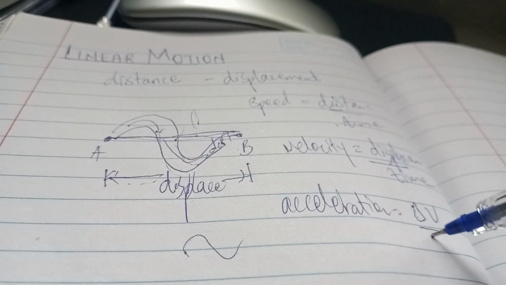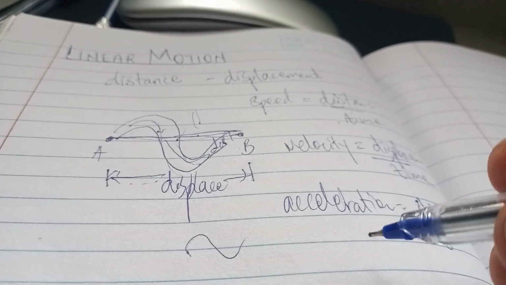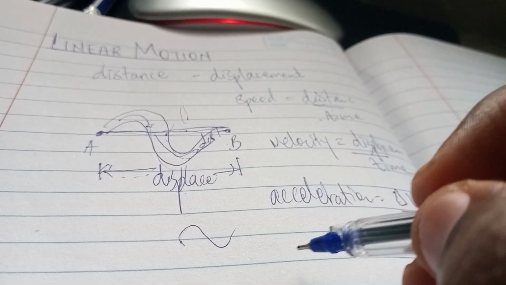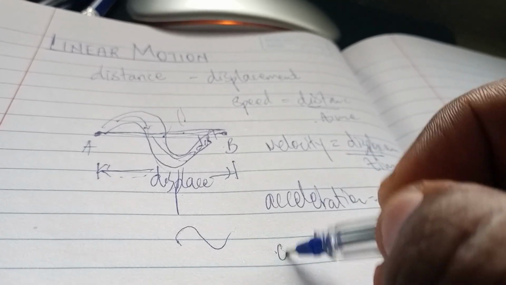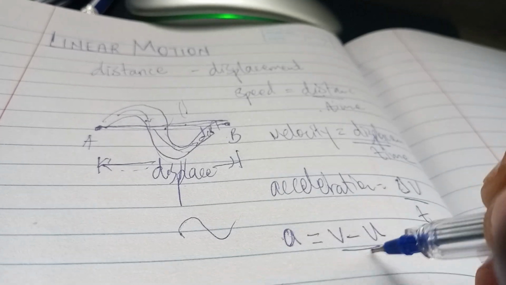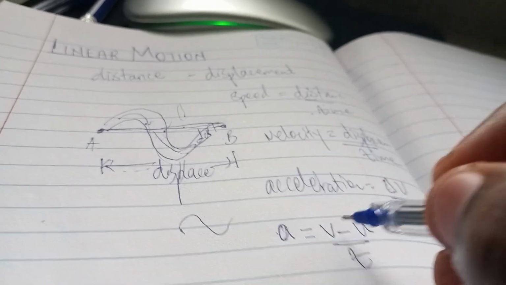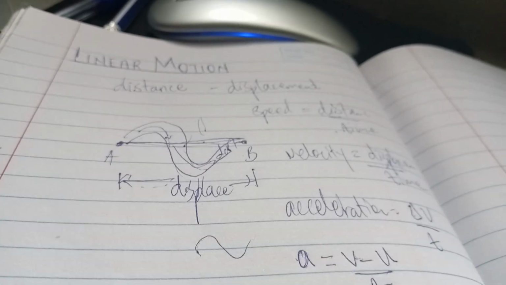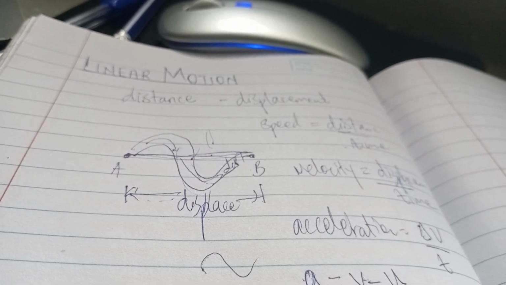It's a vector quantity, so I use velocity over time. When I say change in velocity over time, let me use a for acceleration and v for velocity. Acceleration is then v minus u over time. Here v is the final velocity, and u is the initial velocity of the object.